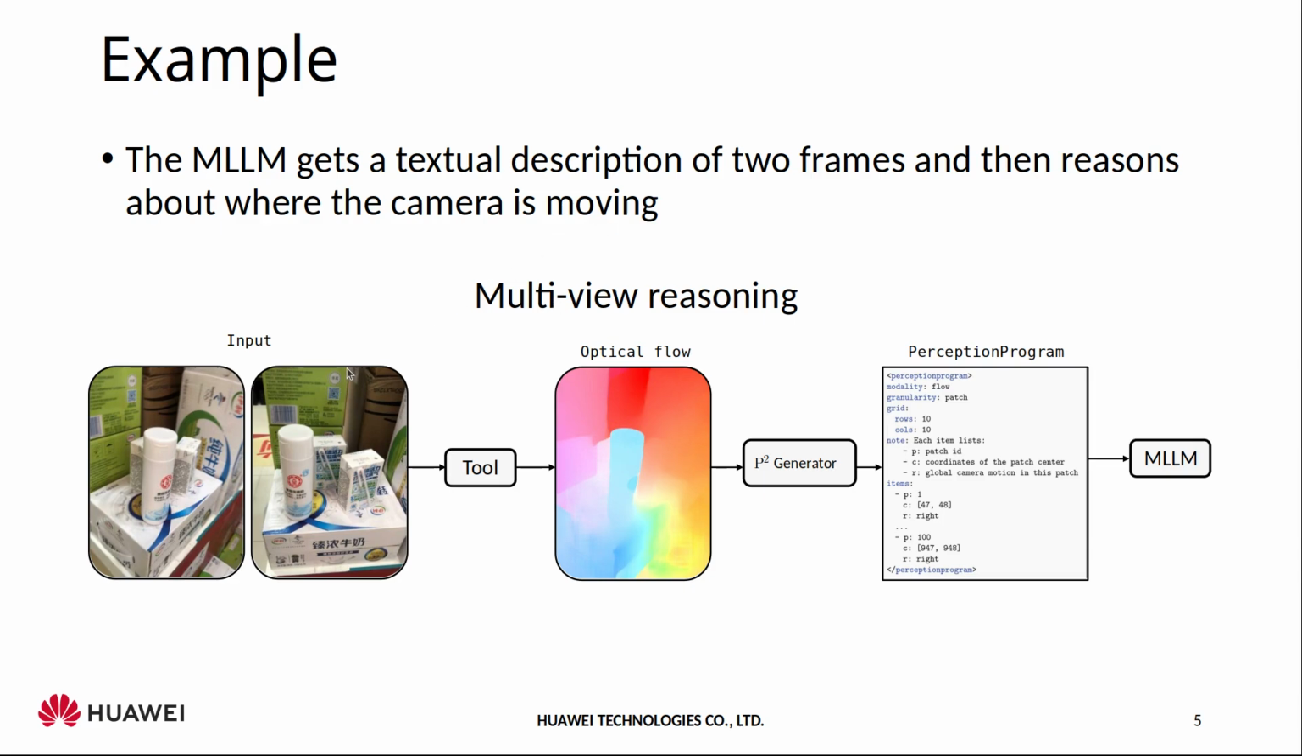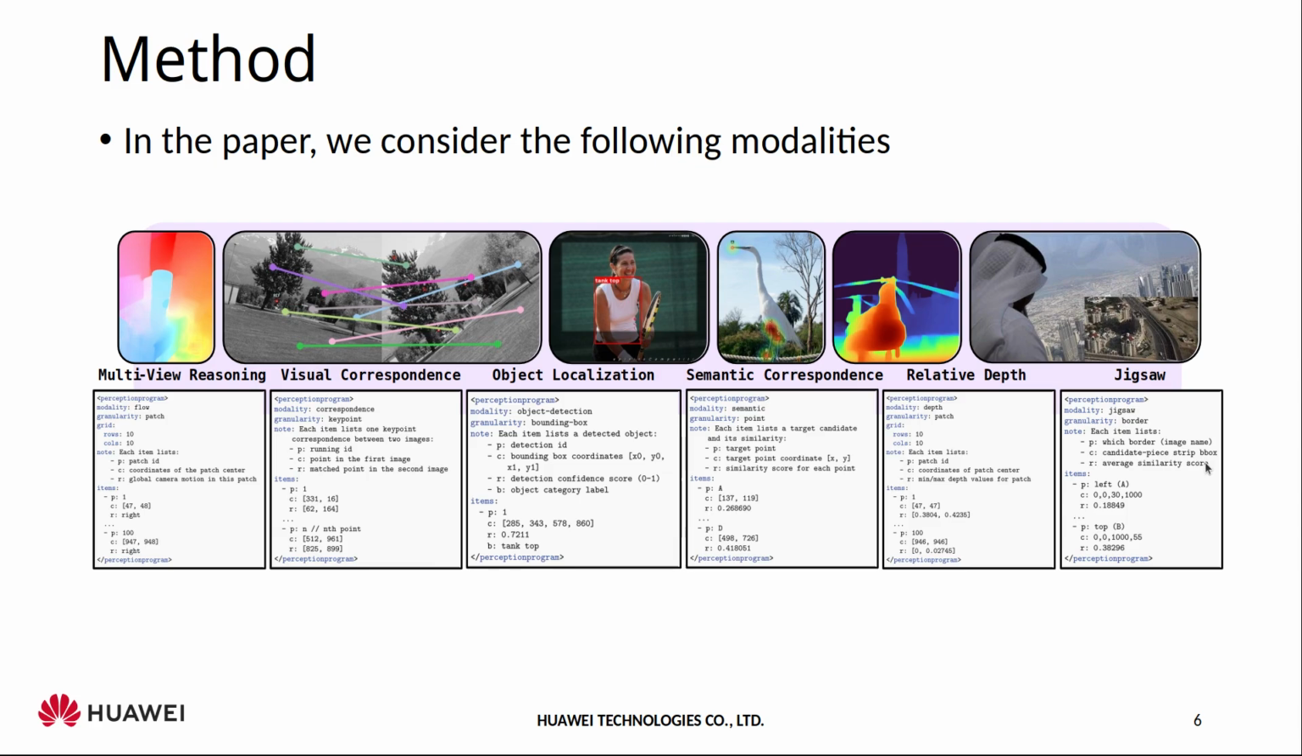For example, here, it gets two frames, and then it has to reason about where the camera is moving. So for this task, we pass the two frames to a tool that gets an optical flow, and from the perception program generator, we can get this YAML explaining in a structured format what is in this image, and then the LLM can use that to solve its downstream task.